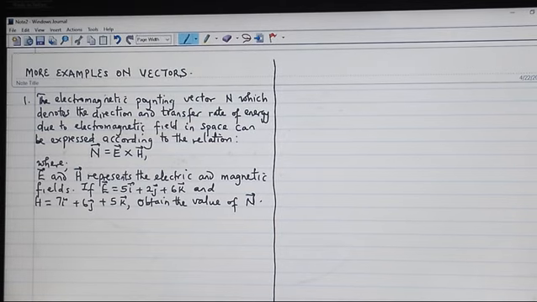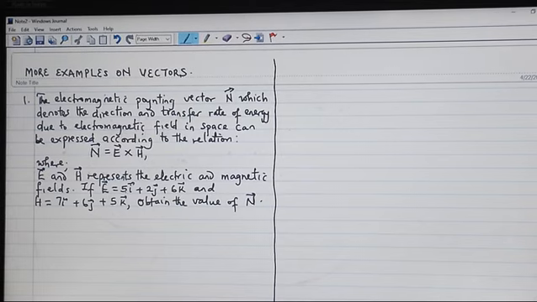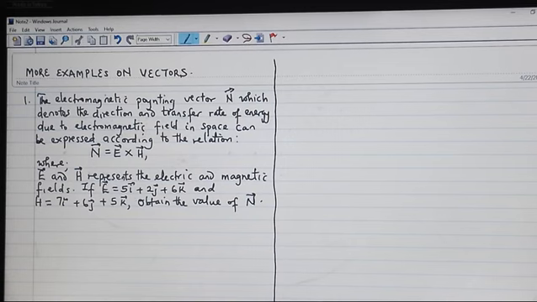So I have on my screen the electromagnetic Poynting vector n. It's a vector n, which denotes the direction and transfer rate of energy due to electromagnetic field in space. It can be expressed using this relation, n equal to E cross H. E and H represent the electric and magnetic fields respectively. We're given the expression for E and that of H. We're expected to find the cross product between them, which gives us the value of n.